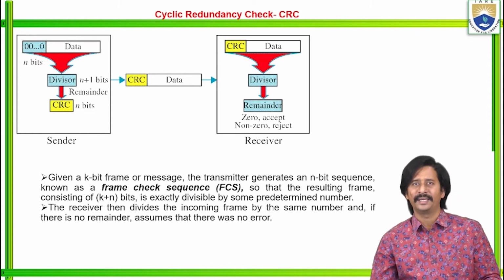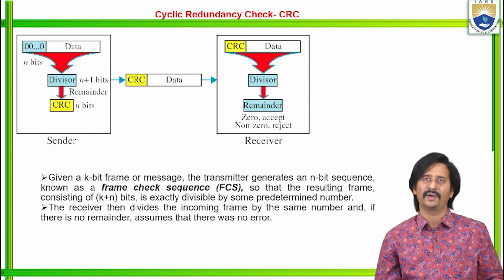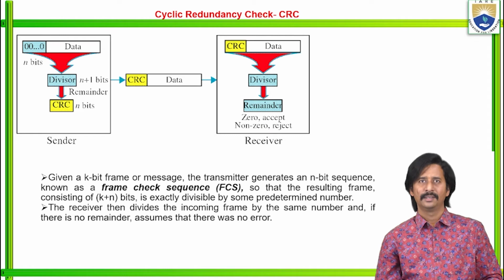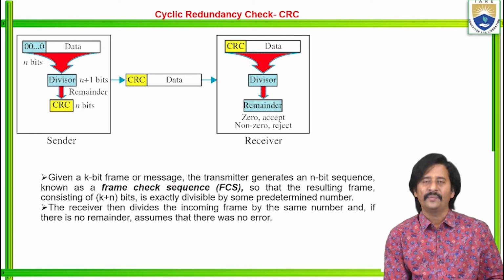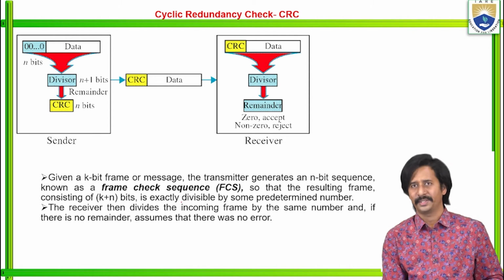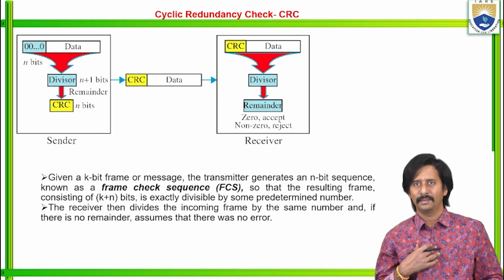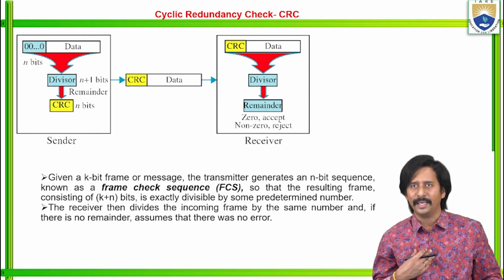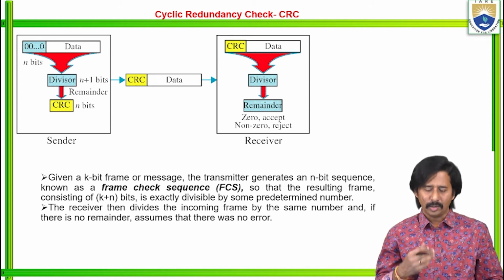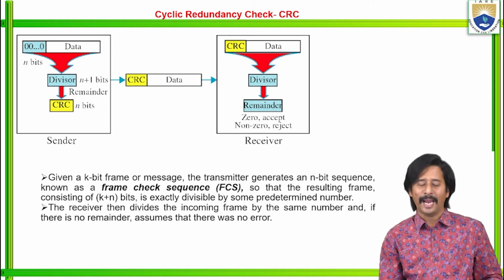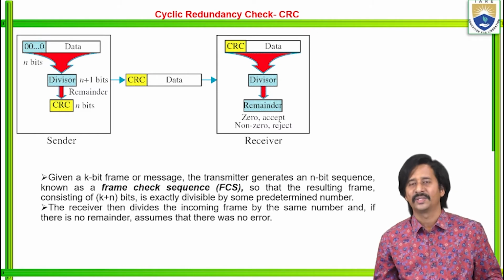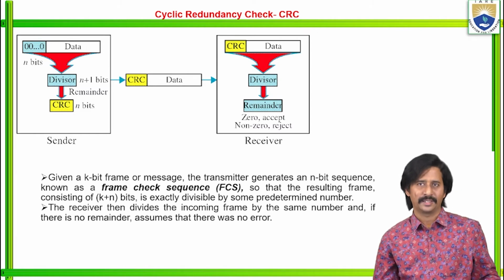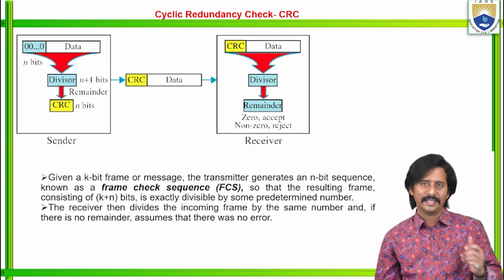CRC, cyclic redundancy check. So you know the basic concept of cyclic redundancy check, right? Here, given a k-bit frame or message, whatever the message, my node is ready to transmit that particular message. Now the transmitter generates an n-bit sequence which is called the FCS, frame check sequence. Let us take one example.